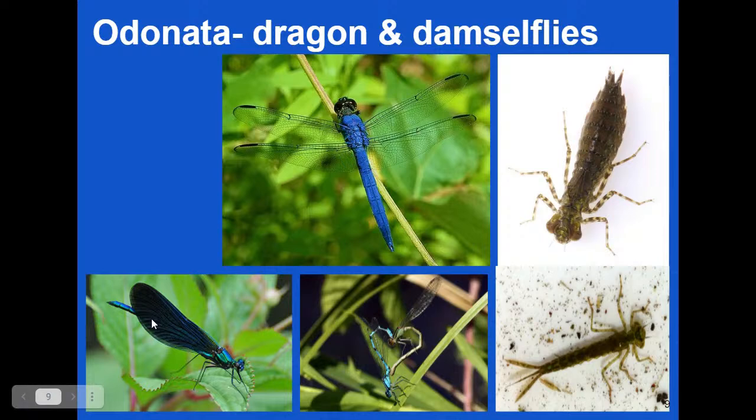I really like this one. This is an ebony jewel wing. They're absolutely gorgeous. When the light hits them, they glint. They have this metallic sheen and velvety black wings. This is a male. But an ebony jewel wing is a damselfly that's just really gorgeous. And when they mate, this is a different species, but they form this mating structure that looks a little like a heart. Really neat critters.